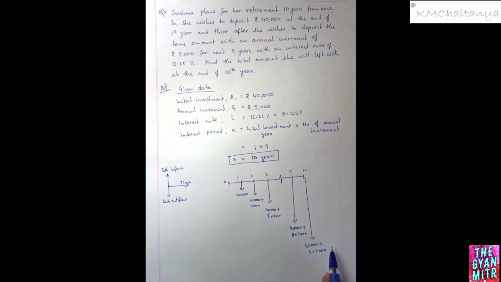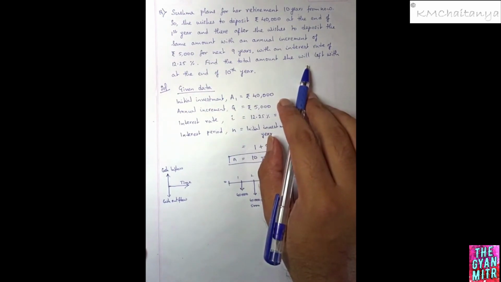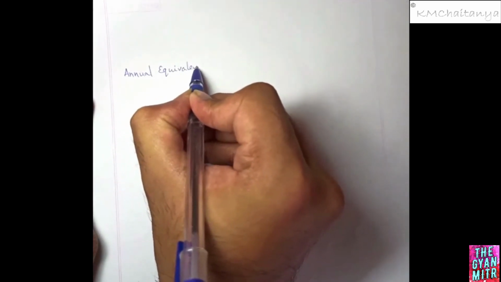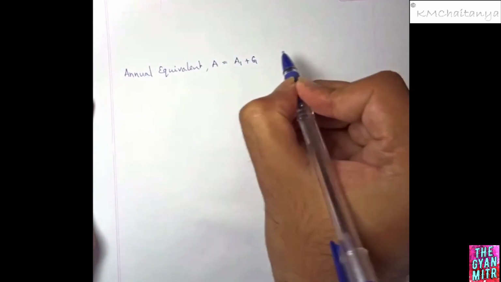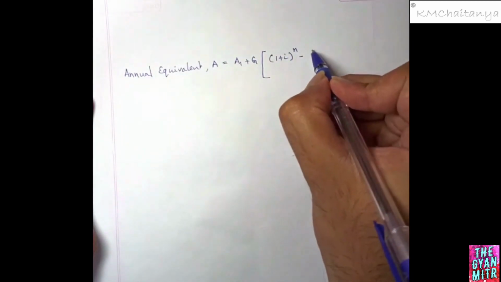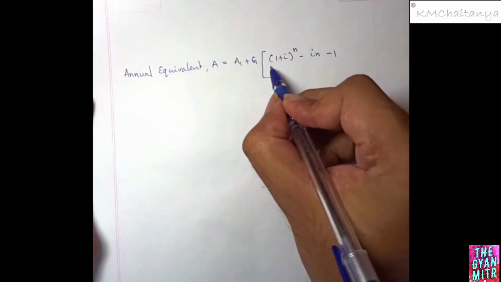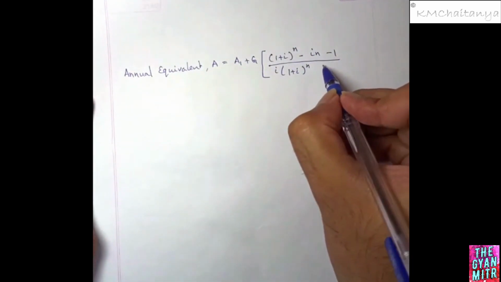Now we'll put the equation and determine what is the annual equivalent and what is the total amount we'll be having at the end of 10th year. Now we have the annual equivalent, that is annuity, which is given by A = A1 + G times [(1 + i)^n - i*n - 1] divided by [i * ((1 + i)^n - 1)].